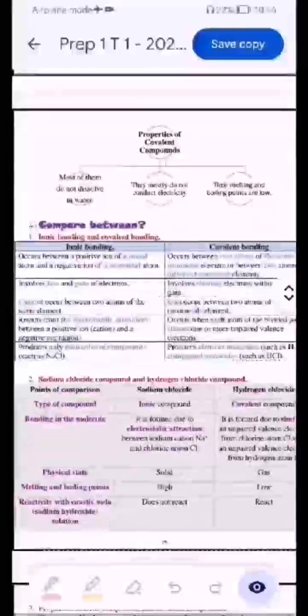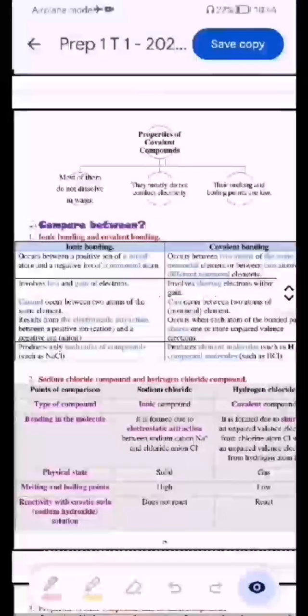Number 1, most of them do not dissolve in water. It's the opposite of the properties of ionic compounds. Ionic compounds, most of them dissolve in water, but covalent compounds do not dissolve in water. Ionic compounds conduct electricity, but covalent compounds do not conduct electricity. For ionic compounds, the melting point and boiling point are high, but for covalent compounds they are low. Okay?